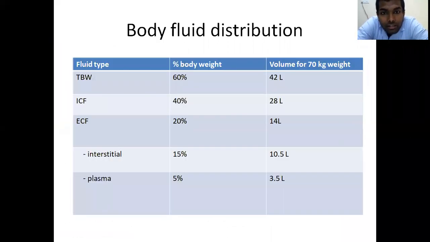Now the total body percentage is 60%. For a 70 kg adult, 42 liters is made up of water. In that, intracellular fluid is 40%, that is 28 liters, and extracellular fluid is 20%, that is 14 liters. Now, in extracellular fluid, interstitial is 15% and plasma is 5%.